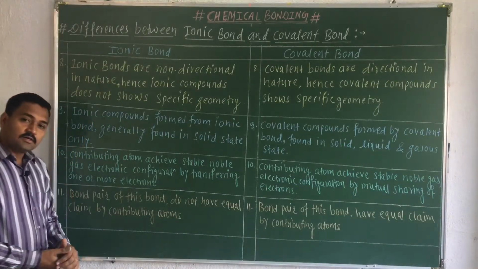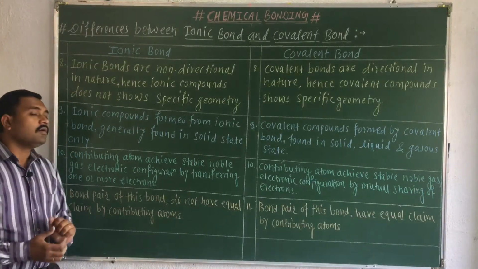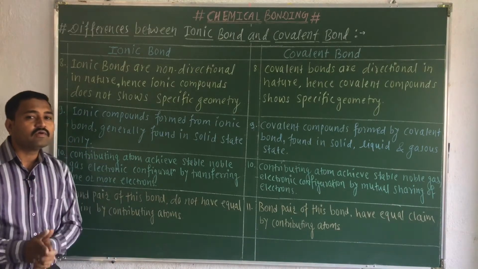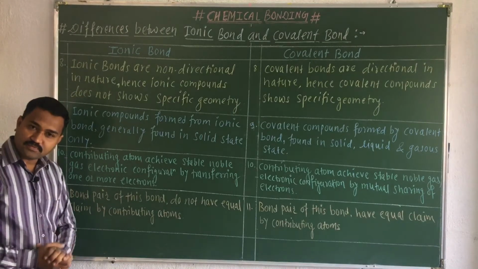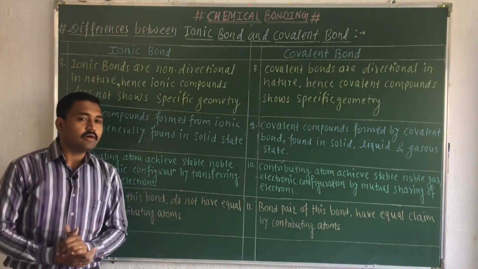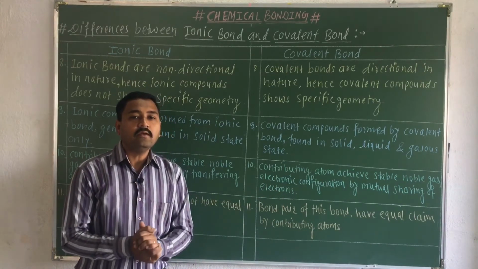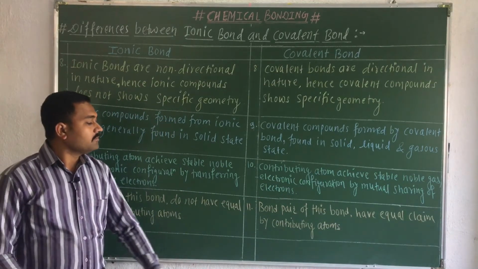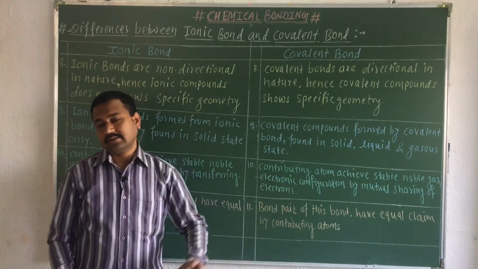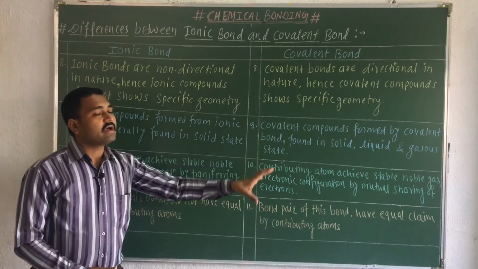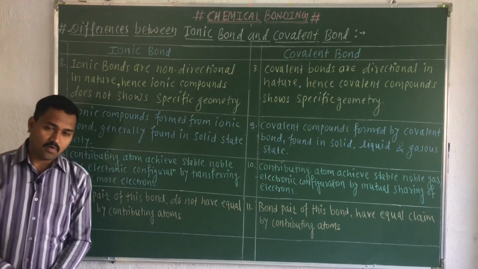Next, here the bond pair of an ionic bond does not have an equal claim by the contributing atoms. Now what about the covalent bond? Obviously the bond pair of a covalent bond has an equal claim by the contributing atoms. So this is about the differences between the ionic bond and the covalent bond.